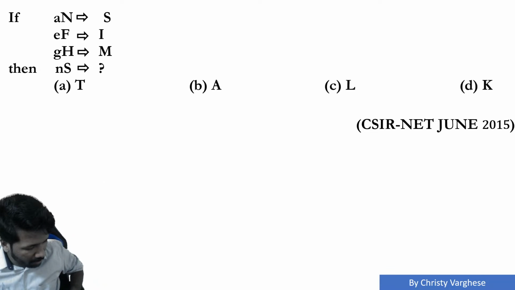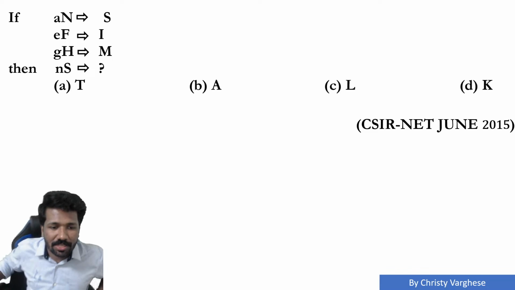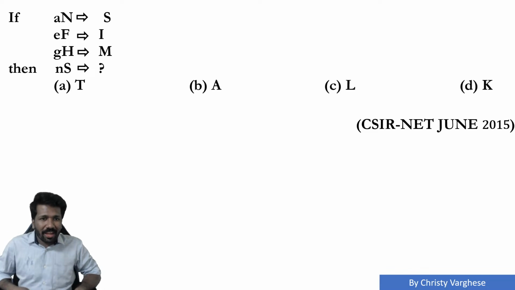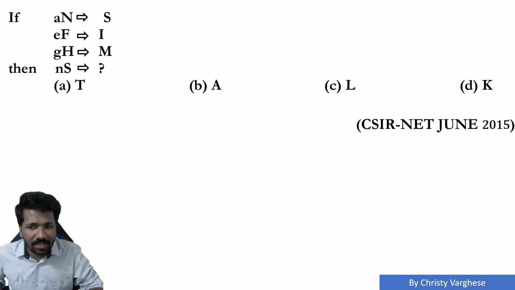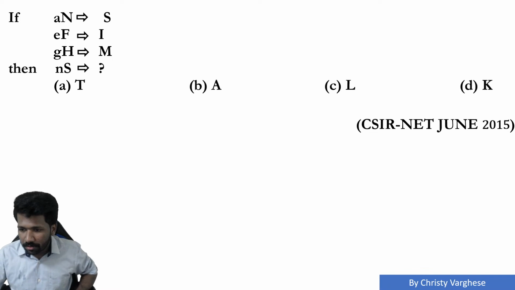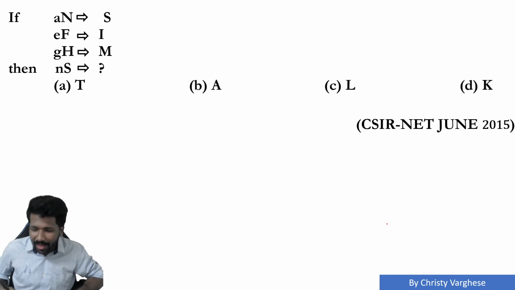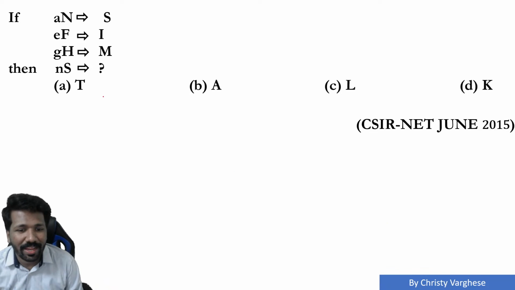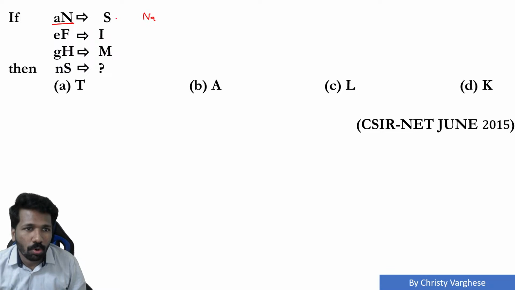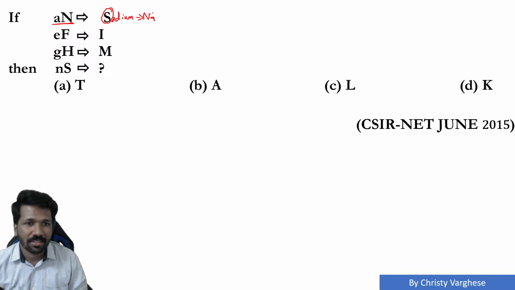Okay, so this is an example of a general science question. How is it a general science question? If you look at the left hand side of this, AN implies S, EF implies I, GH implies M, and NS implies question mark. AN, if you reverse, you will get NA. What is NA? Na is sodium. First letter is S.